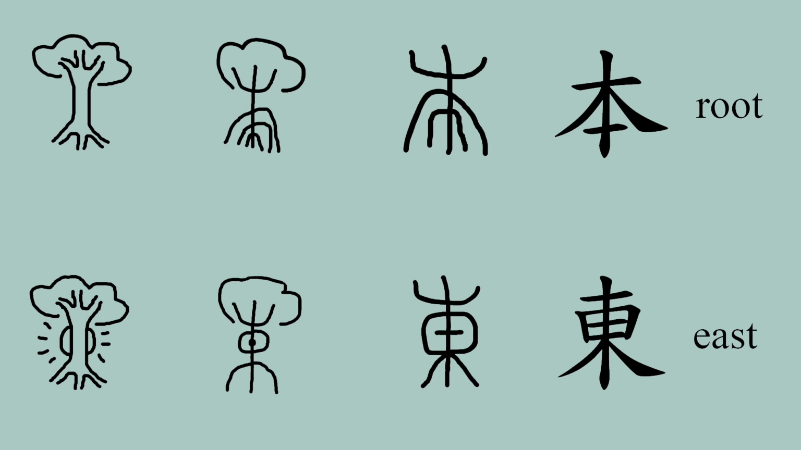Now once again, starting out from the character of a tree, the Chinese added a picture of the sun in the east at sunrise coming up behind a tree, which came to mean the written word for east.